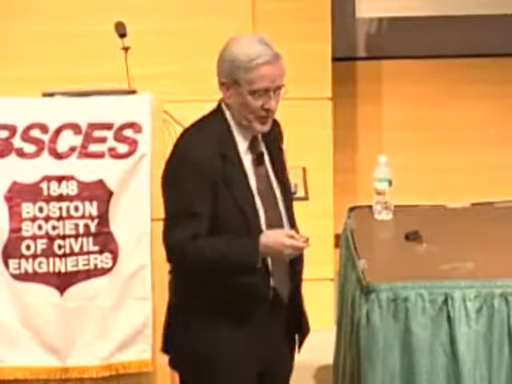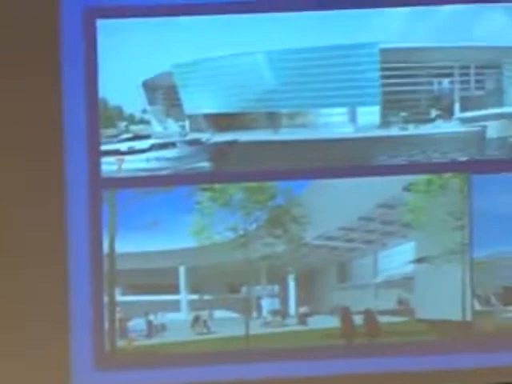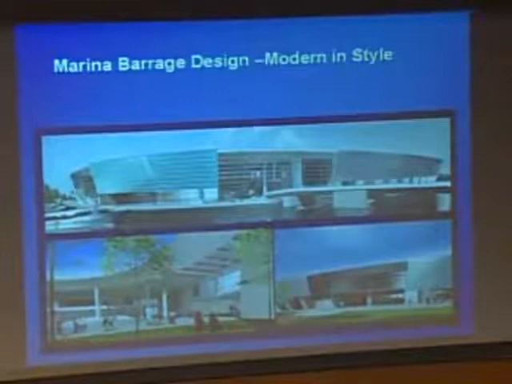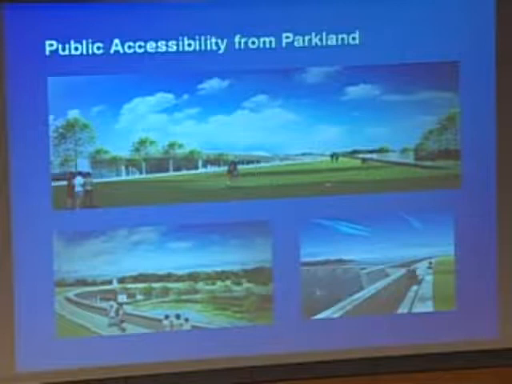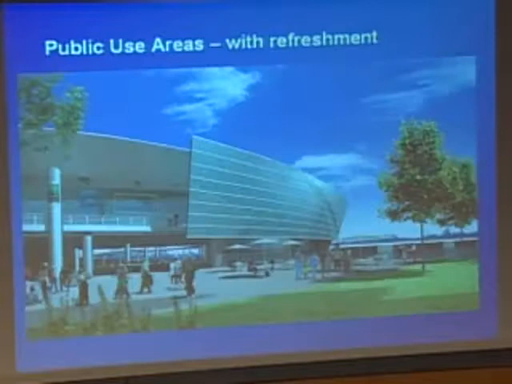This is what the barrage looks like. Very modern in style, lightweight, a lot of glass and aluminum, and stainless steel actually more than aluminum, consistent with a lot of downtown Singapore at the moment. And yet when you walk there from the parkland, it'll just be a gentle ramp up. So if you're out there in the park walking up, you can go right up on the roof of the barrage and enjoy the views. These are tremendous views up here. It's all grassed. You have full access 24 hours a day to it.